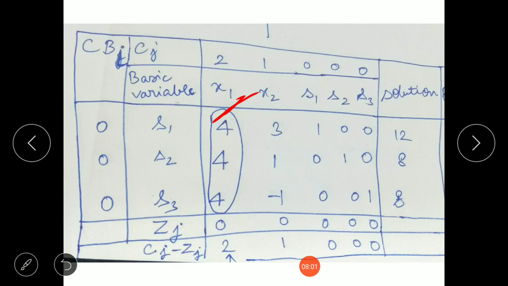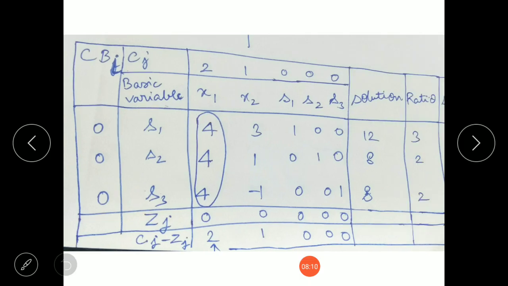Now the next step is what we used to do. For finding the ratio, we used to divide the solution with the elements of the key column. The same thing we will do here also. We will divide the solution column elements with the entering or key column elements. That is 12 divided by 4 will be 3. So we have written 3 here. Then 8 divided by 4 is 2. So in the ratio column, the second element is 2. Again, the last one is 8 divided by 4, which will come out to be 2. So again, in the ratio column, we will write 2.